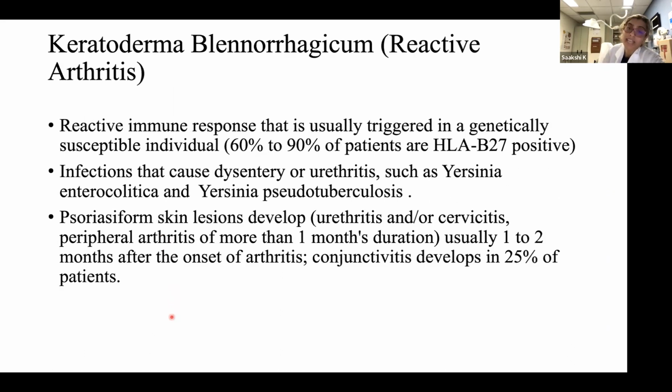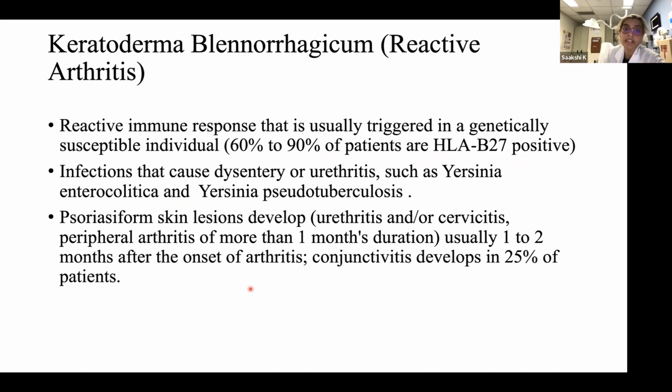Now, then there is something called reactive arthritis, and that is also important because you could see that either as an outpatient or as an inpatient. These are patients that have a preceding history of an infection like dysentery or urethritis with bacteria like Yersinia enterocolitica or Yersinia pseudotuberculosis. And then again, this is a board testable question. I think it could come in from the ID part of your boards. Of course, the patients have to be HLA-B27 positive because most of the time reactive arthritis is seen in HLA-B27 positive individuals. And then they develop psoriasiform skin lesions.